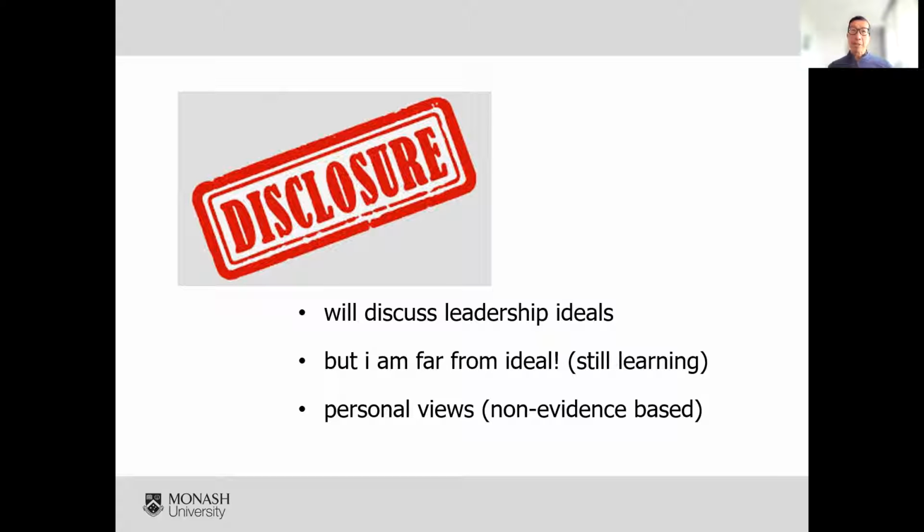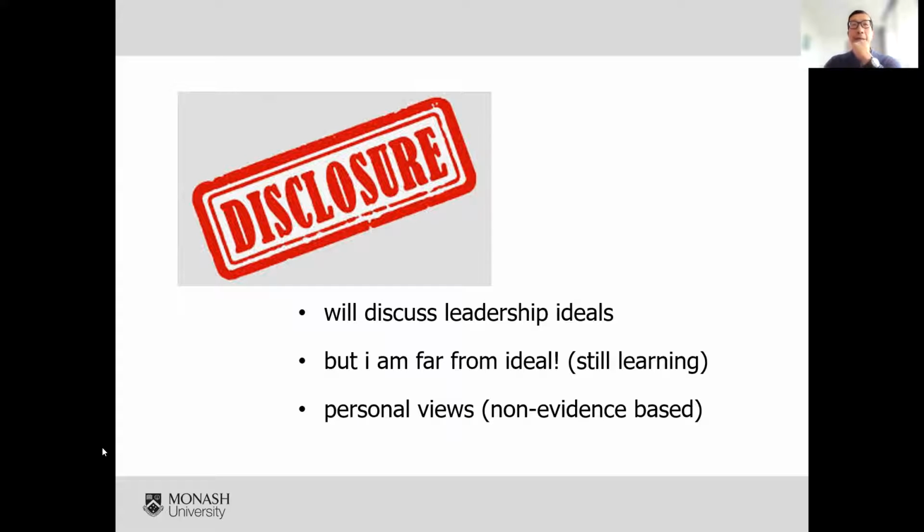So some disclosures. What I'm going to talk about is just leadership ideals, really. This is what I've been thinking about as I reflected on it earlier today, coming into this talk. But I fully admit that I'm actually far from ideal, still learning, in fact, very much so. And I'm going to provide you personal views of my own, but none of it is evidence-based at all. I'm not sure there is a very firm measure of metrics of successful leadership.